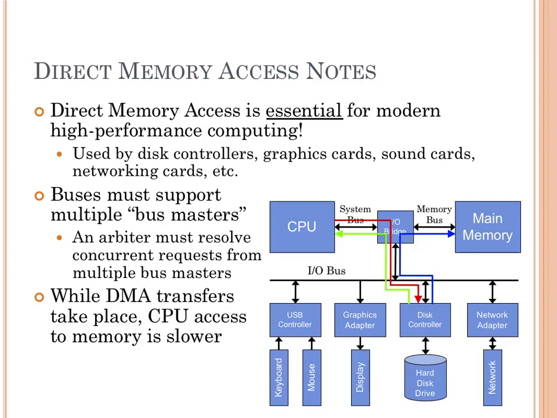Okay? And so while the DMA transfer takes place, the CPU access to memory is slower, right? Because we do have a limited amount of bandwidth and it is being used by something else. But as long as we're staying in our caches, we don't care. We won't even see it. Okay? So that's the big benefit of good locality. All right?